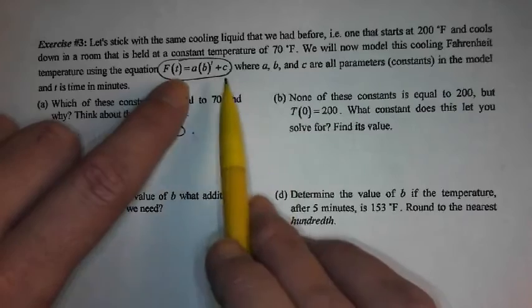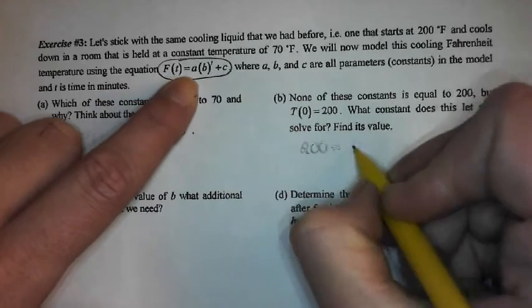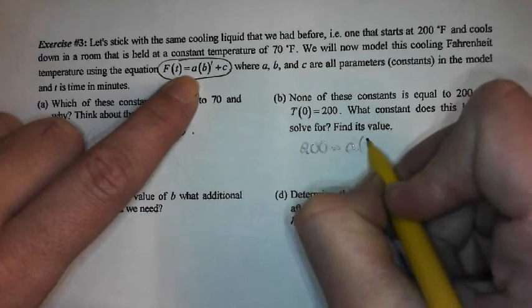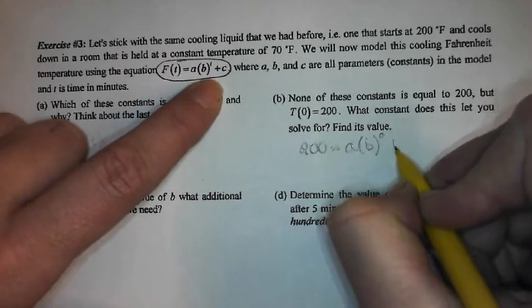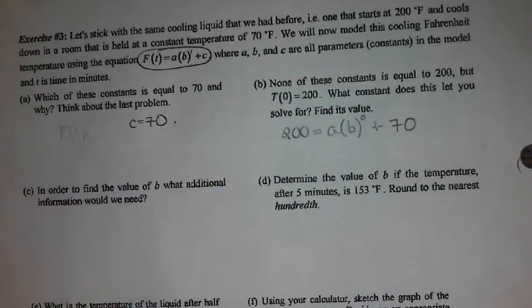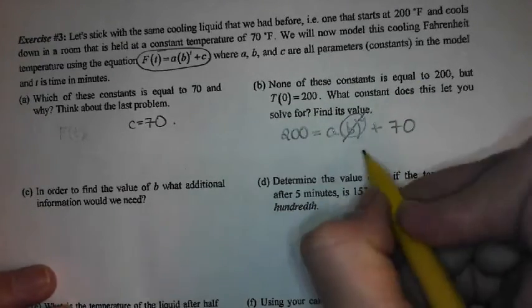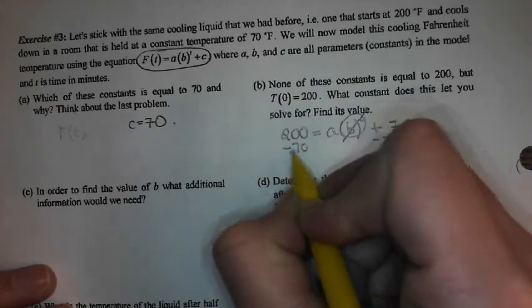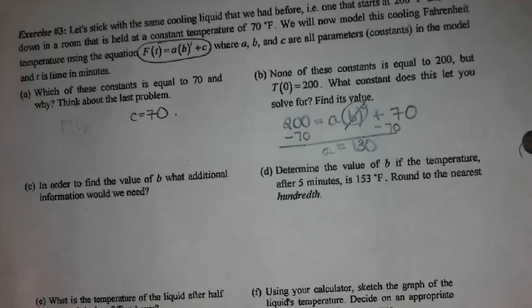So if I know that when I plug in a T of 0, the temperature equals 200, I get 200 equals some A value, some B value, to the 0 power plus 70. What does this allow me to solve for? A, because B to the 0 is just 1. And then when we subtract 70 over, A equals 130, which we already thought about and came up with just thinking logically, but there's an algebraic reason.